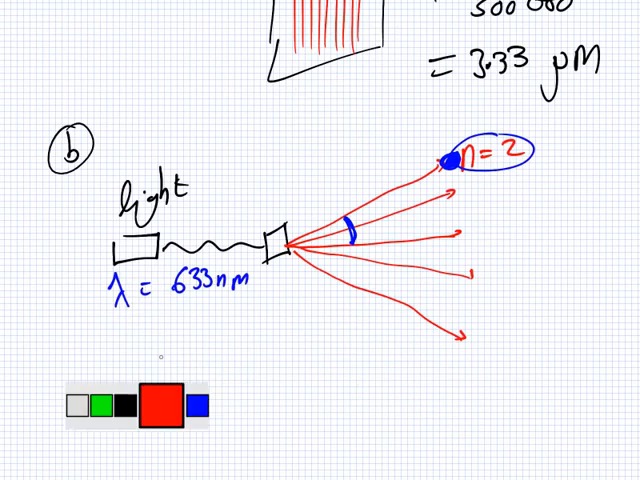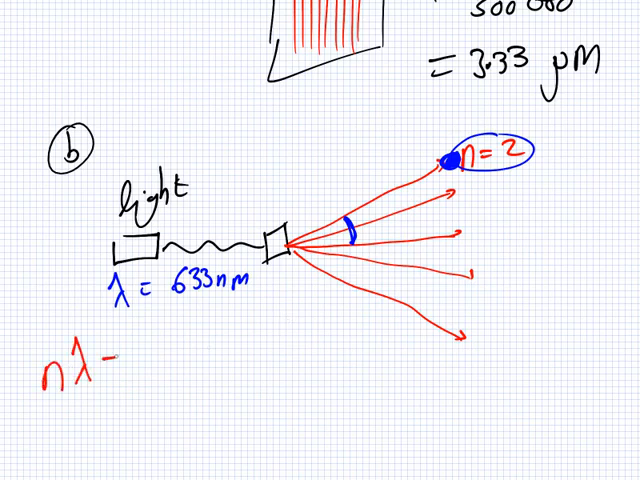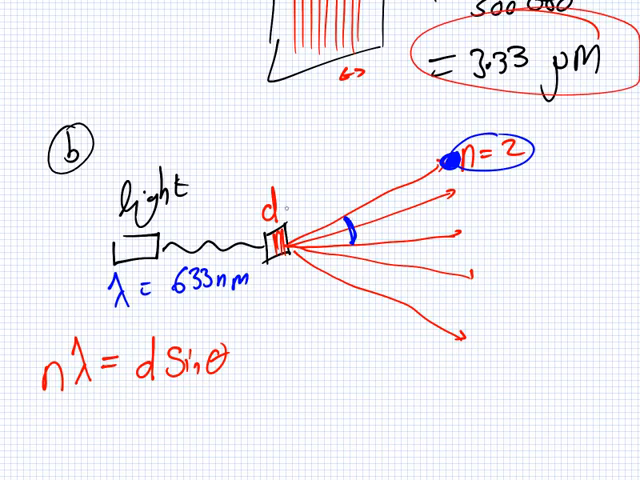So what formula do you need for this one? This is the one where you need n lambda equals d sine theta. And the d you know. The distance between the slits you know. It's right here. So you know the d, you know the lambda, you know the n. So get me the theta, please.